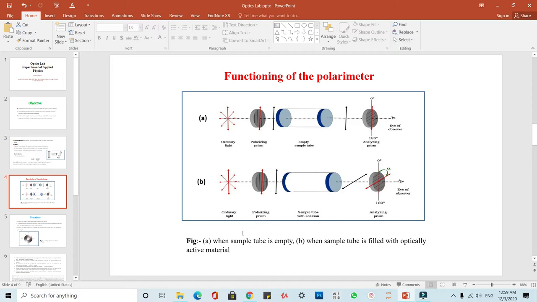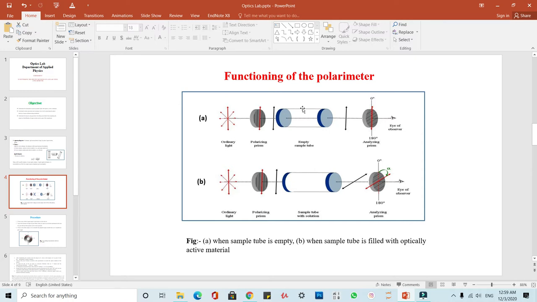So now moving on to the functioning of the polarimeter. Here the polarimeter mainly consists of a light source, where the light coming from the source is represented as monochromatic ordinary light. Another part is the polarizer, which polarizes the light. Here is the polarimeter tube that contains our sample, and the analyzer, which will analyze how much the angle of rotation is changing or not.